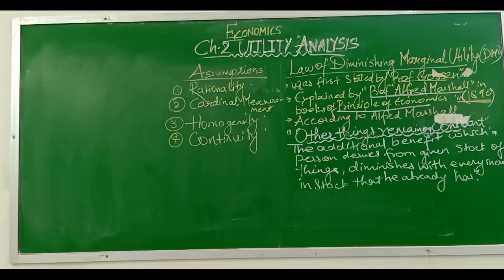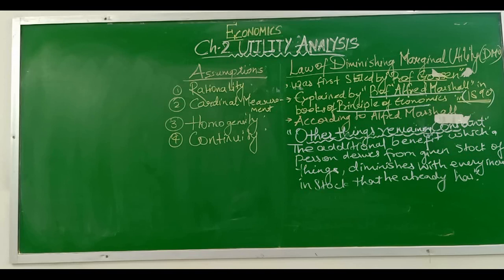Rationality. A consumer is assumed to be a rational person and his behavior is normal, and therefore he tries to maximize his satisfaction. So the consumer should be a rational consumer. He should be in a proper state of mind, a normal consumer. He should not be an abnormal consumer. He should not be a drunkard. So that he can maximize his utility, or else he can maximize his satisfaction.